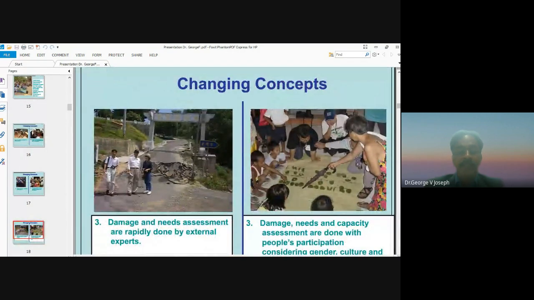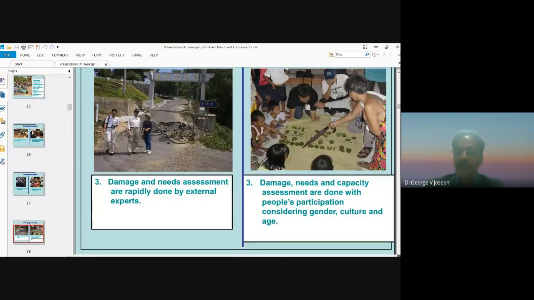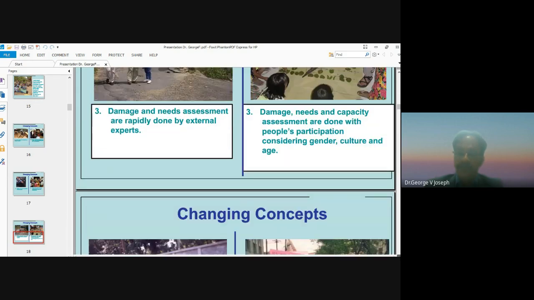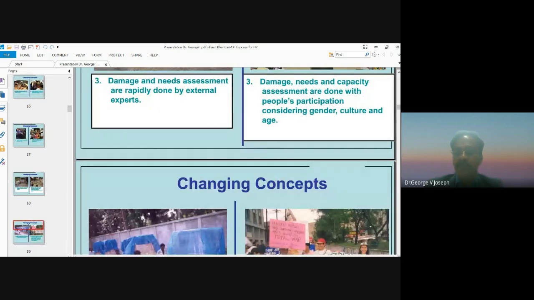Damage and need assessments are rapidly done. Earlier, the thinking was that damage and need assessments would be done by experts. But now the concept is that people who are affected need to be involved in the damage and need assessment. So they know what exactly has happened in the community, what exactly their needs are, what the gender and other cultural issues are. That is being appreciated by the local community. Hence it is important that we involve them.